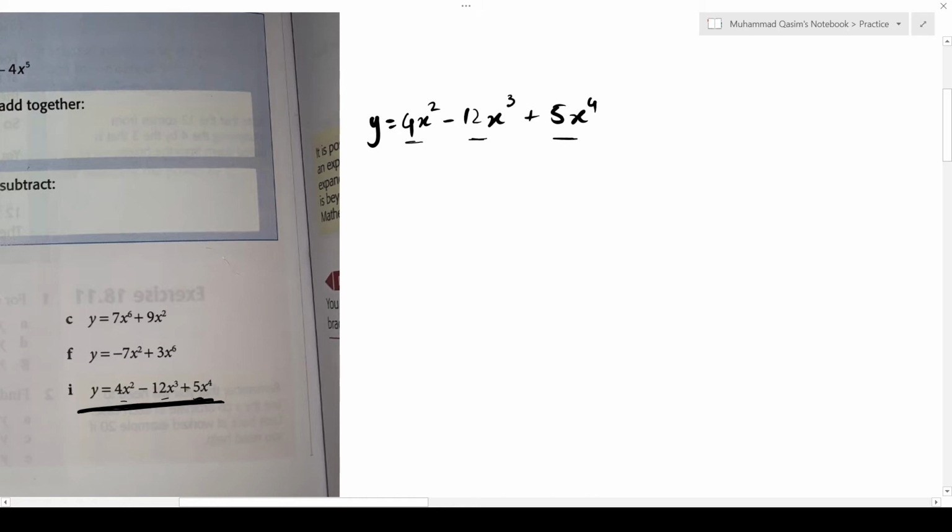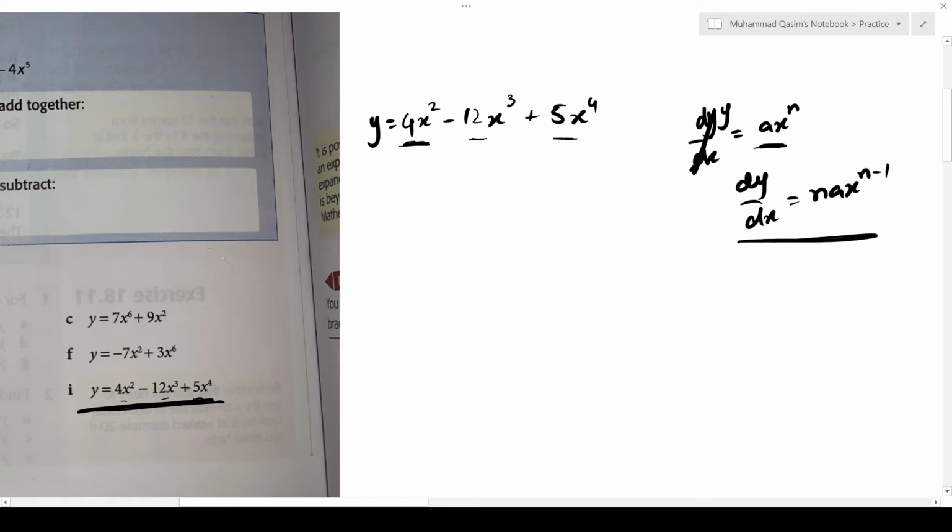The general rule, which was y equals ax to the power n. Each of these terms looks like this general term. Now you are going to apply, I'm sorry, this is not dy by dx, this was y, and dy by dx is going to be equal to nax to the power n minus 1. You're going to apply this general rule on each of these terms separately.